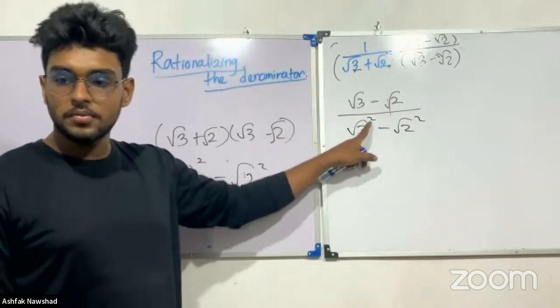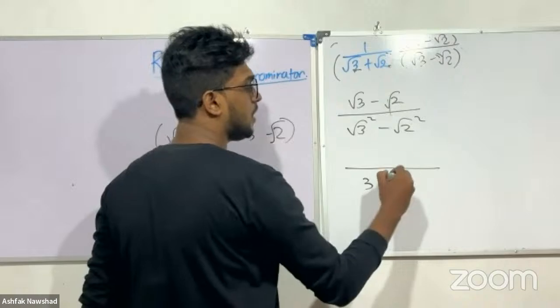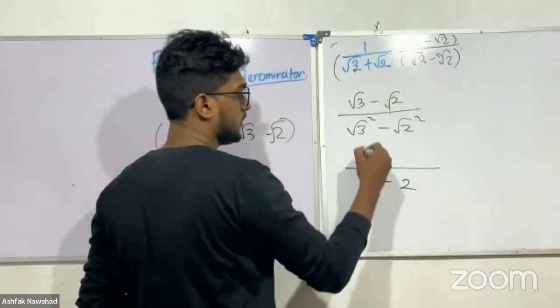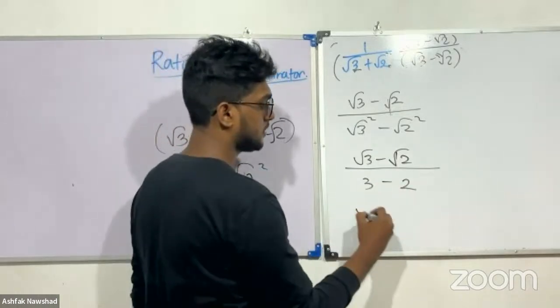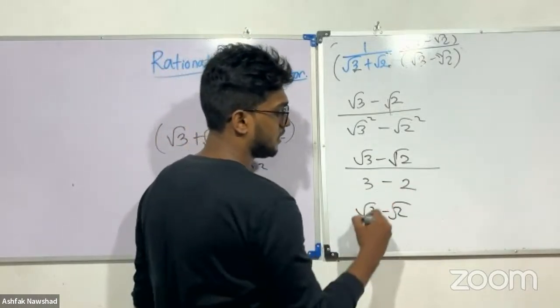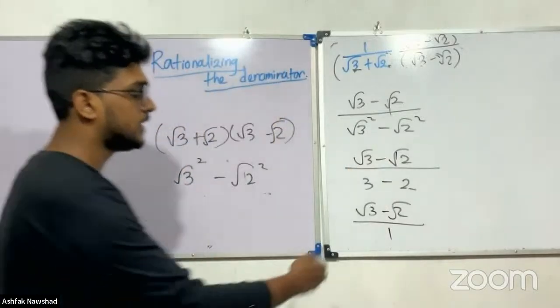So we know the square of root 3 is just 3. The square of root 2 is just 2. This thing can stay the same. What is 3 minus 2? 3 minus 2 is 1. So the denominator is 1.